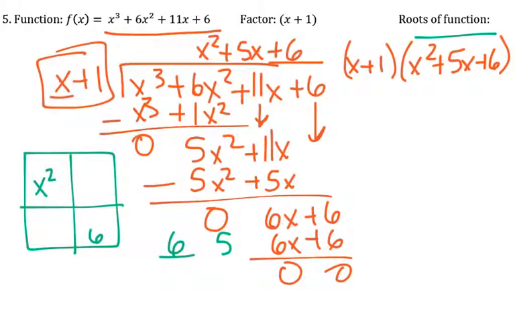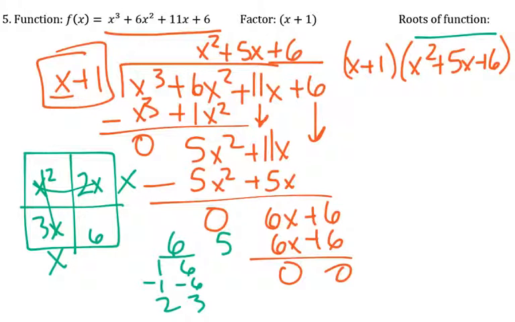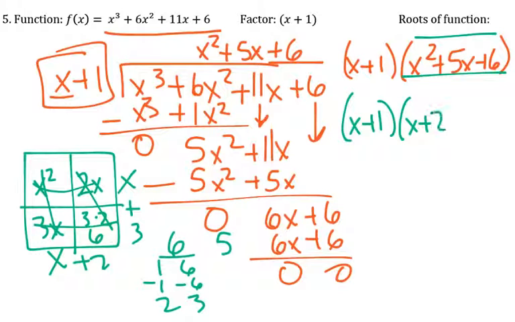Okay, so factors of 6 that add up to a 5. Okay, can we find them? Well, 1 and 6 won't work. Negative 1, negative 6 won't work. How about 2 and 3? Yep. So we factor out x, 6 is like 3 times 2, positive 2, positive 3. So now, this factors out to x plus 2 times x plus 3. Okay, so our roots are -1, -2, -3.